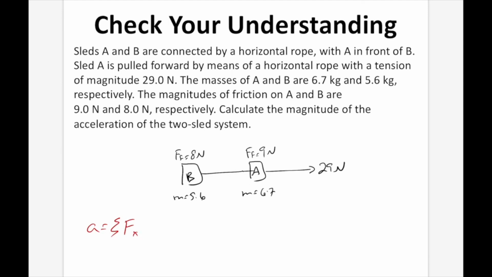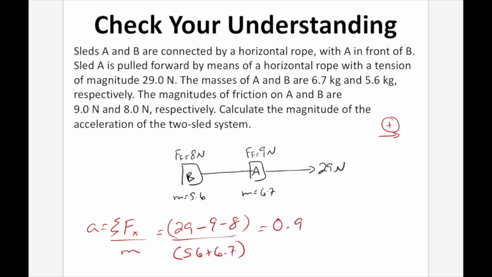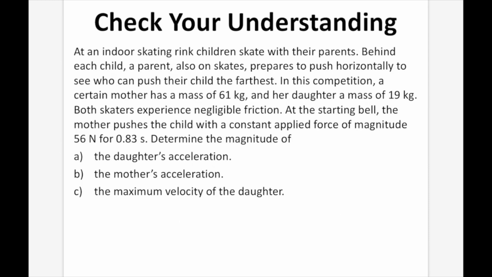So the acceleration is going to equal the sum of the forces in the x direction divided by the mass. The sum of the forces in the x direction is going to equal 29 minus the force of friction of 9 minus the other force of friction, which is 8, divided by the two masses put together, 5.6 plus 6.7. And we calculate that through, we get an acceleration of 0.98 meters per second squared forward. And that's the 2 sig digs which we need. Now it does just say magnitude, so our actual final answer is 0.98 meters per second squared, because magnitude just means the number involved.